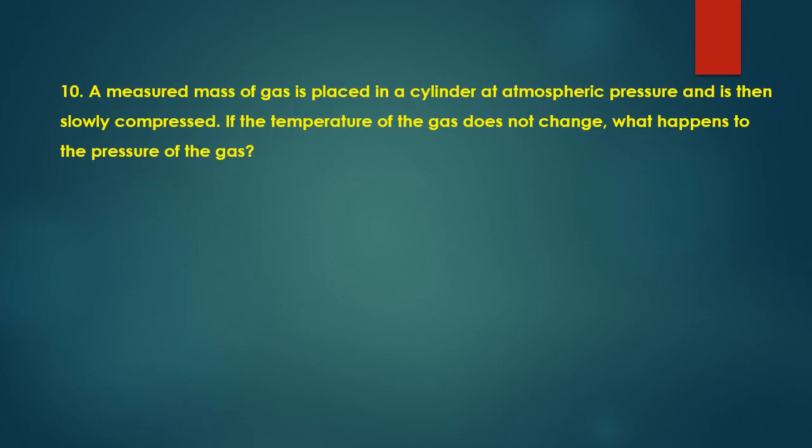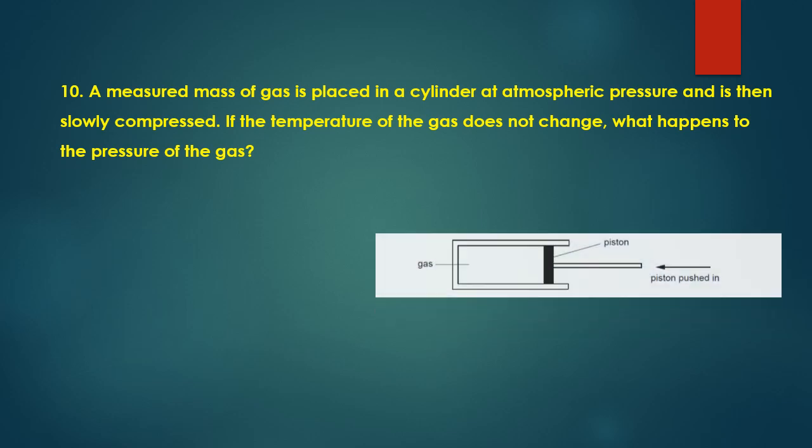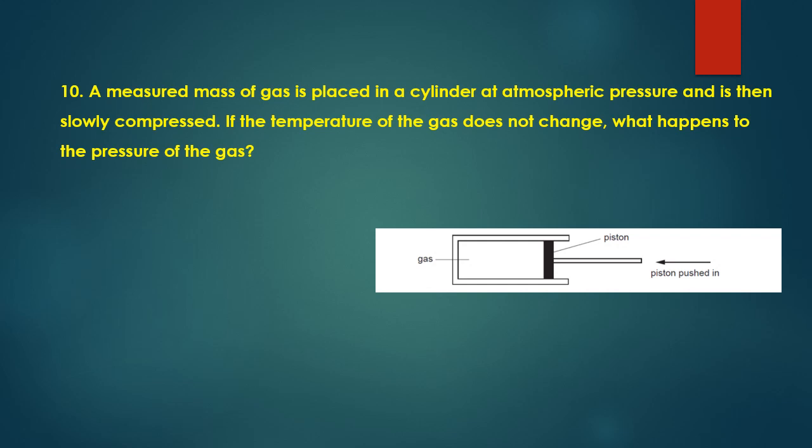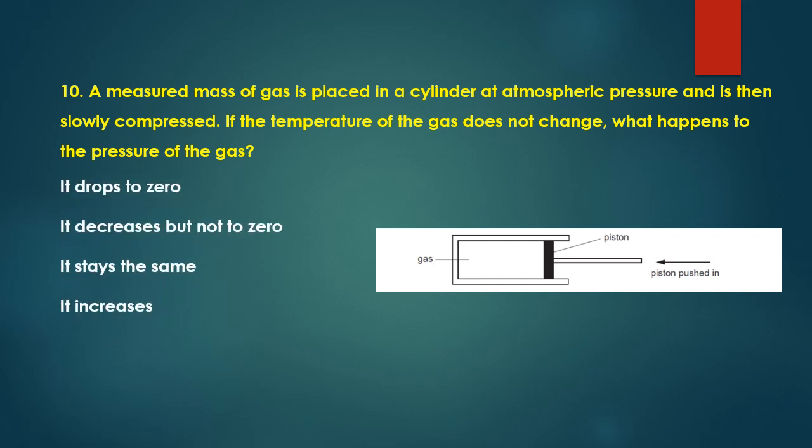You have a measured mass of gas kept in a cylinder and then it is slowly compressed. If the temperature does not change, what happens to the pressure of the gas? You have the diagram there, and then these are your options. So you have a fixed mass of gas which is kept in a cylinder and it is slowly compressed. So when we are saying it is compressed, which property is changing there? Yes, its volume is changing. What is happening to the volume? The volume is decreasing.